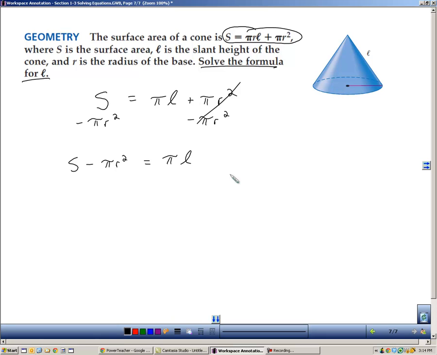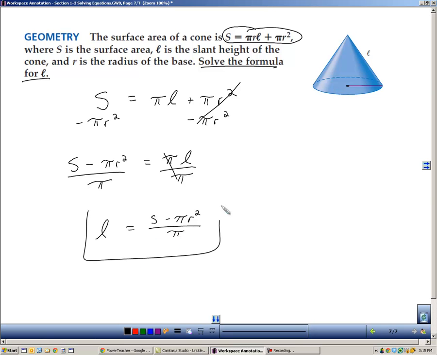Now remember, we're trying to solve for the L, so how do we get rid of a pi that's being multiplied? Well, we're going to divide both sides by it. So the pi's will cancel. I'm going to rewrite this with the L on the left. S minus pi r squared over pi. That's what the formula would look like. Please avoid the temptation to cancel the pi's. You can't do that because the pi is part of the s minus pi r squared, so you can't take a piece of it. So here's what the formula looks like solved for L.